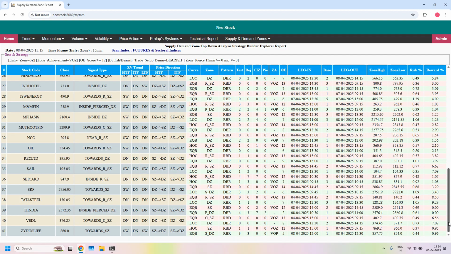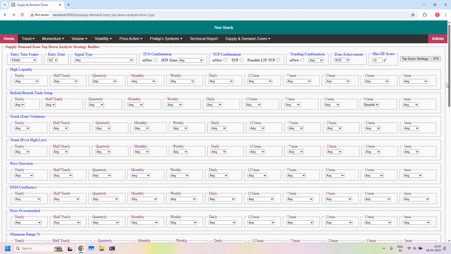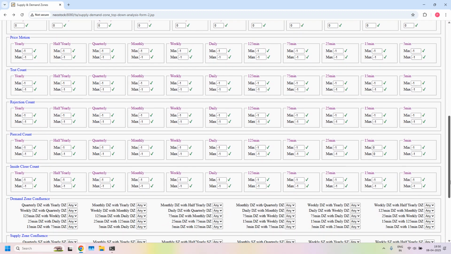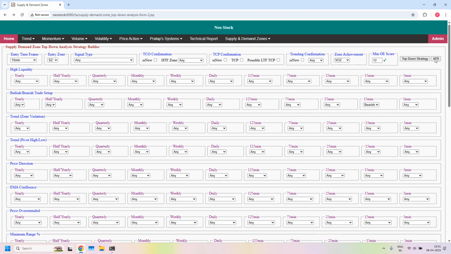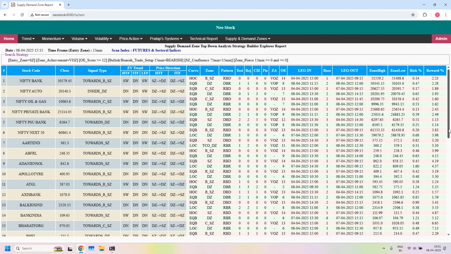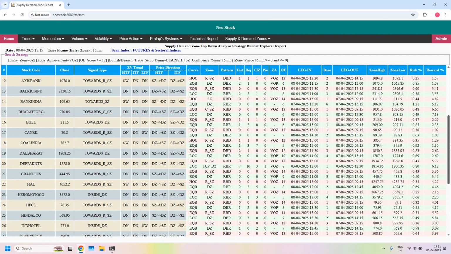Out of these 41 stocks, we can further filter high probability trade setups supported by 15 minute supply zones. That is based on the zone confluence. First filter is LTF and ITF supply zone confluence. That is 15 minutes and 75 minutes supply zone confluence filter we will apply on those 41 stocks. So I am enabling that filter. Now the list has come down to 38 stocks.